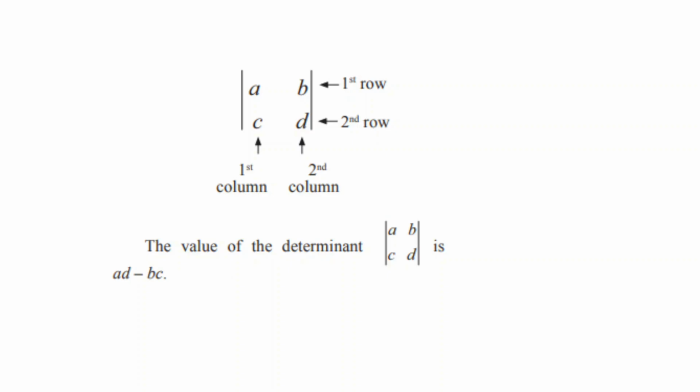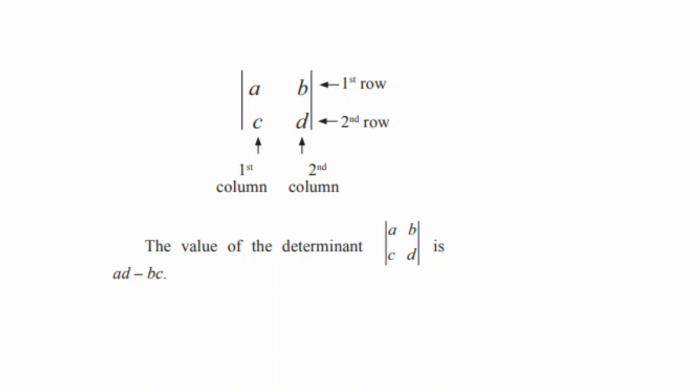Let us see the order of a determinant. The number of rows in the determinant is called the order of rows. For example, in this determinant we have two rows, so the order of the row is 2. Similarly, the number of columns in the determinant is called the order of columns. Again, in this determinant we have two columns, so the order of the column is also 2.